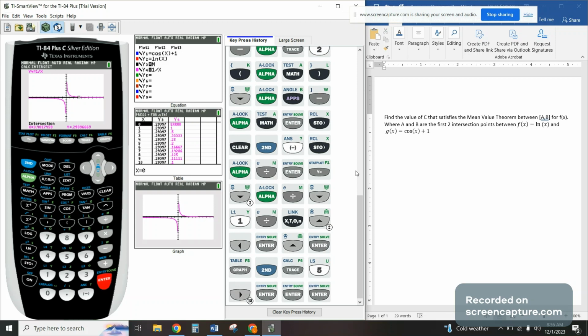Okay, and then there's my answer, and we want it correct to 3 decimals, no intermediate rounding. So I can round now, though, because it's not intermediate. I'm done. All right, so that's the value of C that satisfies the mean value theorem. Thanks, and hope it helps.